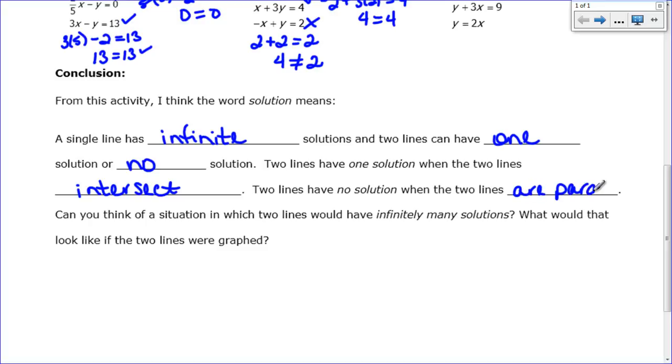So there's a question here at the bottom I want you to think about. It says, can you think of a situation in which two lines would have infinitely many solutions? Well, we've already talked about that, so hopefully you can think of that solution. So if you can think of a situation where two lines would have infinitely many solutions, what would it look like if I graphed those two lines? Draw me a picture. You can bring it in when you come to class tomorrow.